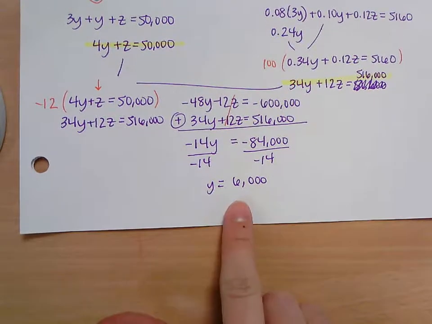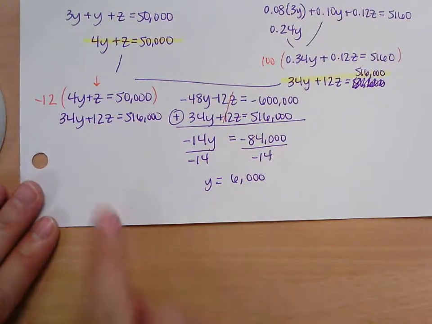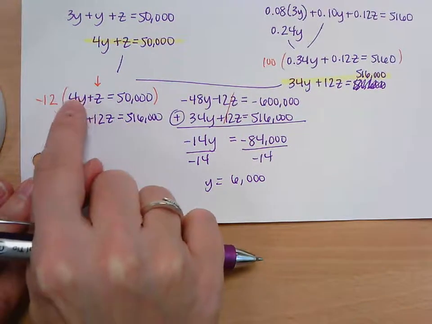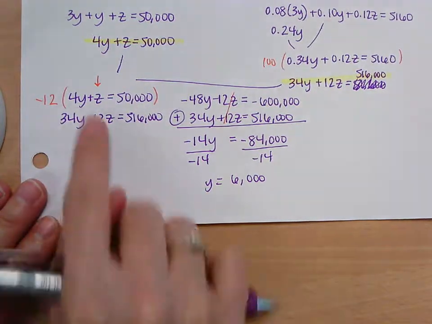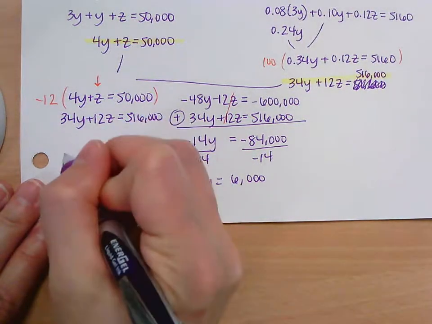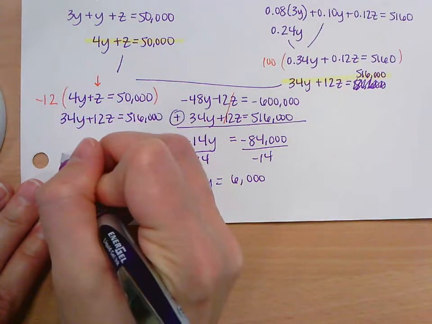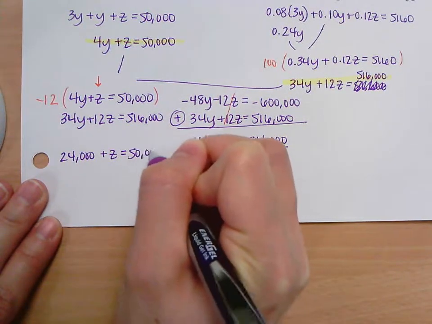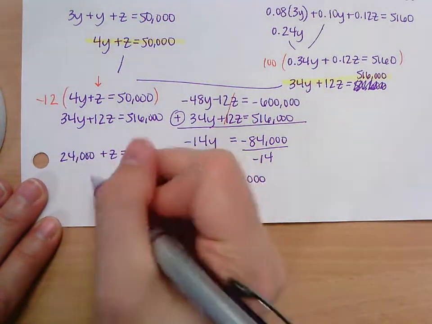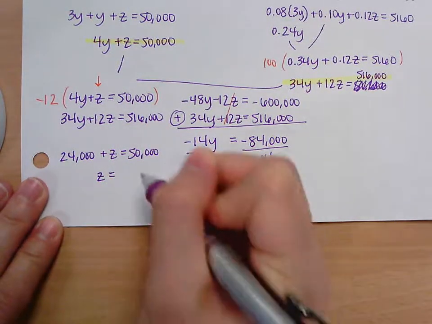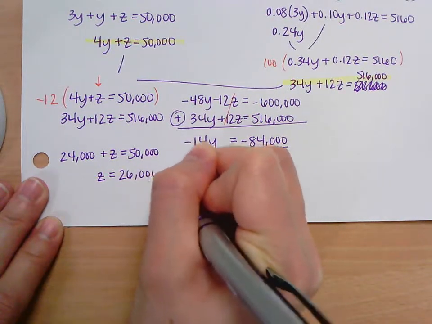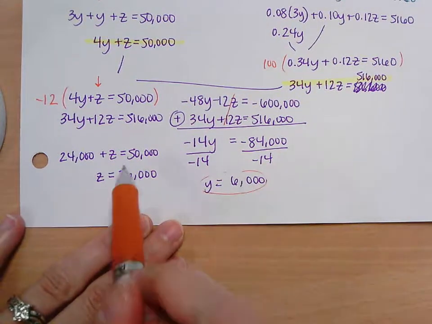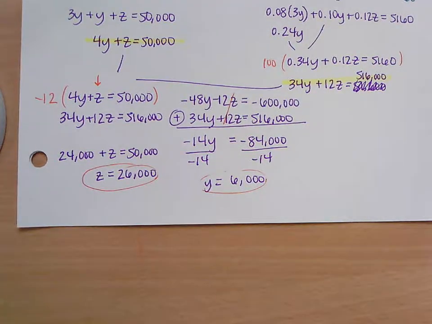All right, I now have y. I can go back to one of these two equations here to find z. I'm just going to use this top original equation. So if I replace the y with 6,000, it'd be 4 times 6,000, so 24,000 plus z is equal to 50,000. Subtract the 24,000, meaning z is 26,000. So I'm just keeping track of those. There's 2 of my 3.